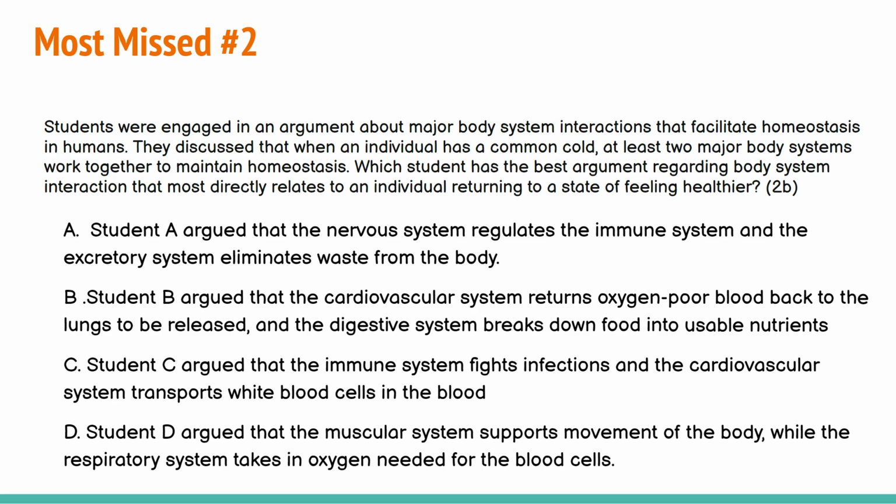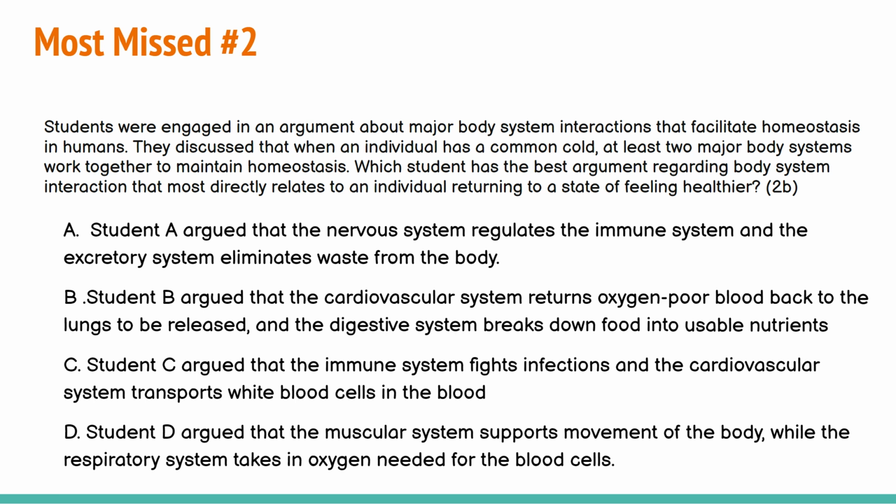Student A argued that the nervous system regulates the immune system and the excretory system eliminates waste from the body. There is nothing about the excretory system given, as well as the nervous system regulates all these systems. So it's the control center, controlled body system. Student B argued that the cardiovascular system returns oxygen poor blood back to the lungs to release, and the digestive system breaks down food into usable nutrients. Okay, so there is nothing regarding the digestive system in the question. So that is not the right answer.